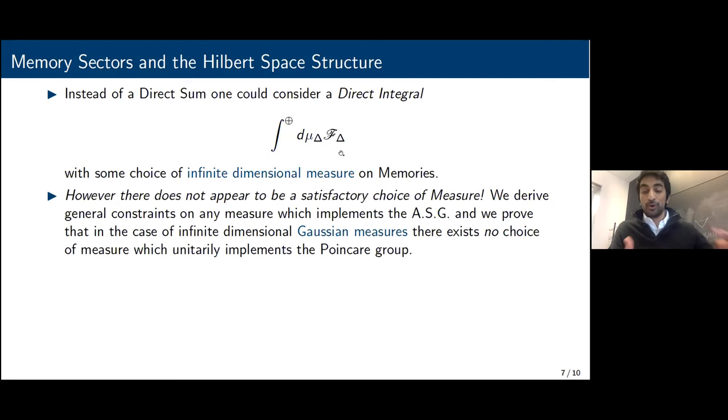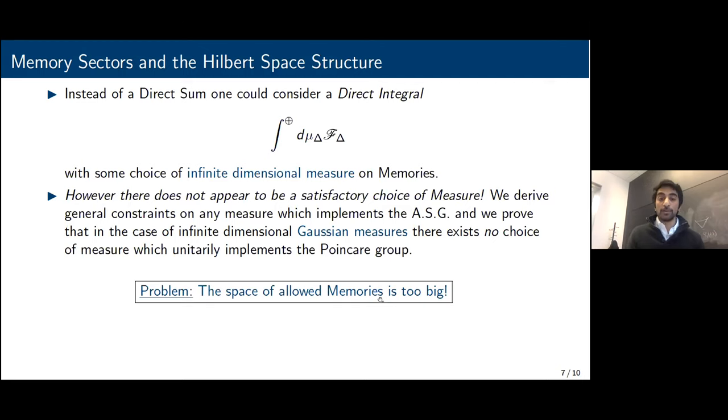And what you also need is to guarantee that if you start with an element of this Hilbert space, you end up with a state that's also in this Hilbert space. So we derive general constraints on any measure that is in this direct integral representation and implements the asymptotic symmetry group. But as just an example, we investigate this in the case of Gaussian measures, and we show that there exists no Gaussian measure which unitarily implements, well, in this case I just wrote the Poincaré group because I didn't want to introduce the BMS group, but in particular the BMS group. But the issues arise even in the Poincaré generators.